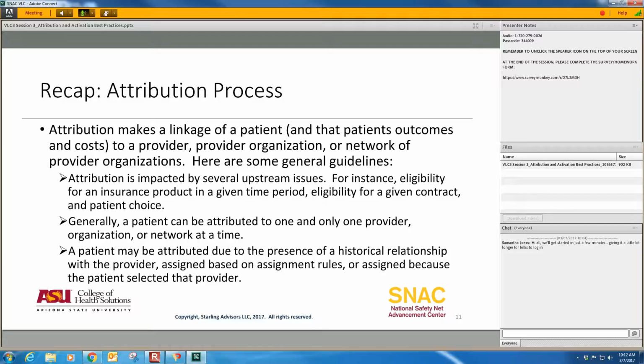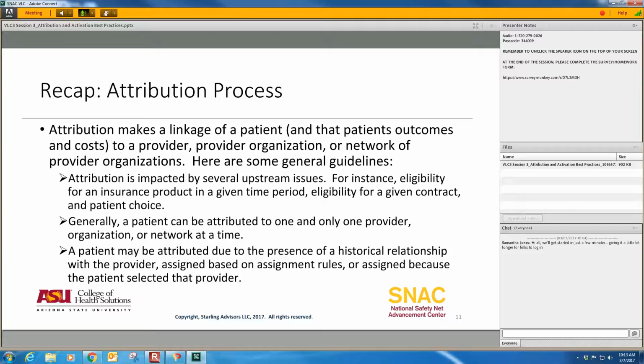This is information that Amanda and Andy have shared in prior sessions, but just the attribution process. Attribution is linking a patient and that patient's associated outcomes and costs to a provider organization, or a network of provider organizations. And we just wanted to review these general guidelines. That attribution is impacted by several upstream issues like eligibility in a time period or for a given contract, and by the patient choice as well. And generally, a patient is attributed to only one provider, organization, or network at a time. So you can't be attributed to multiple providers in a payer construct.